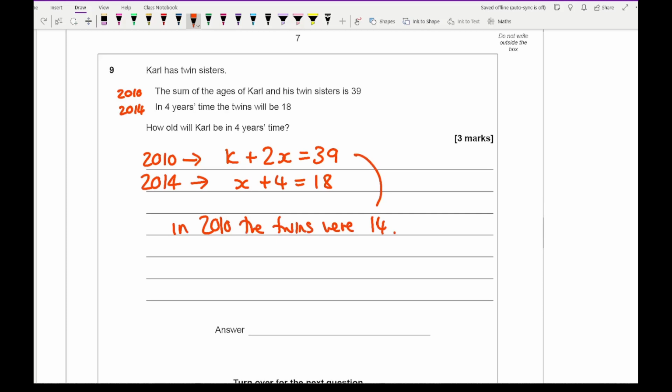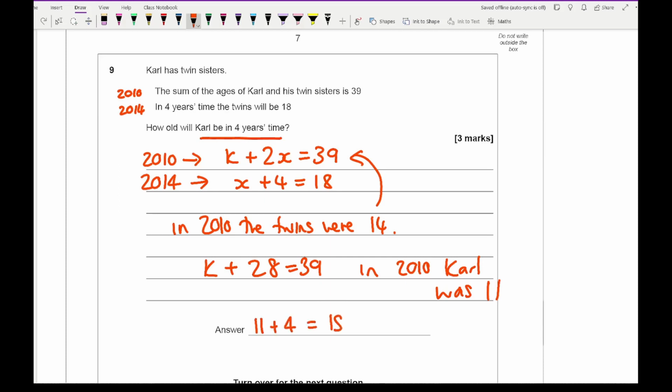So then if my twins were 14 in 2010, I can then work out what Carl's age is. So Carl's age plus 2 lots of 14, which is 28, equals 39. So in 2010, Carl was 39 take away 28, which is going to be 11. Now the question's asking, how old will Carl be in 4 years' time? Well, it's going to be 11 plus 4, so it's going to be 15 years old.